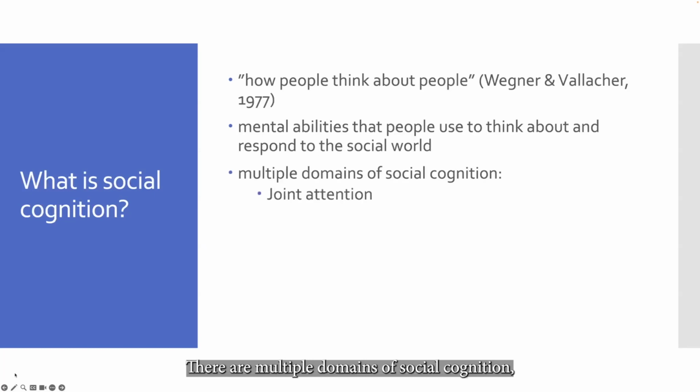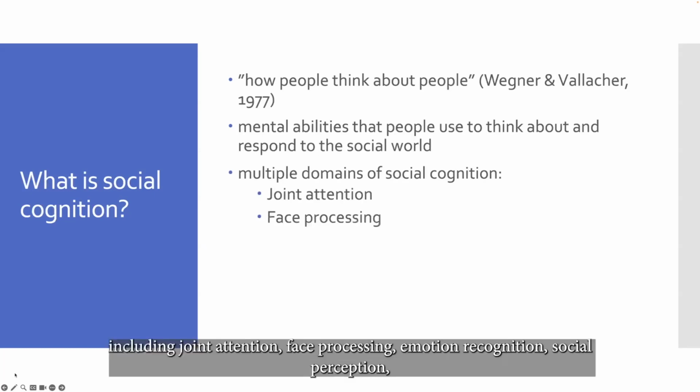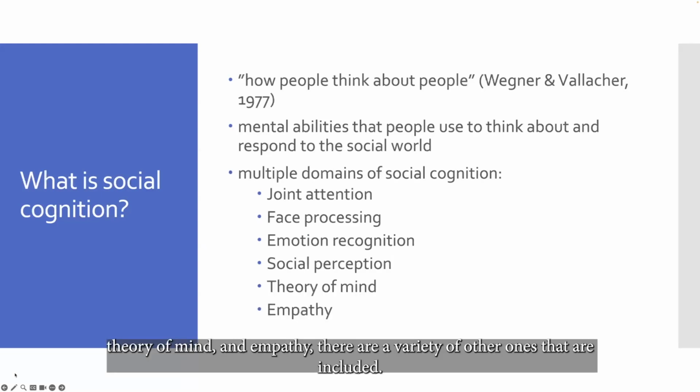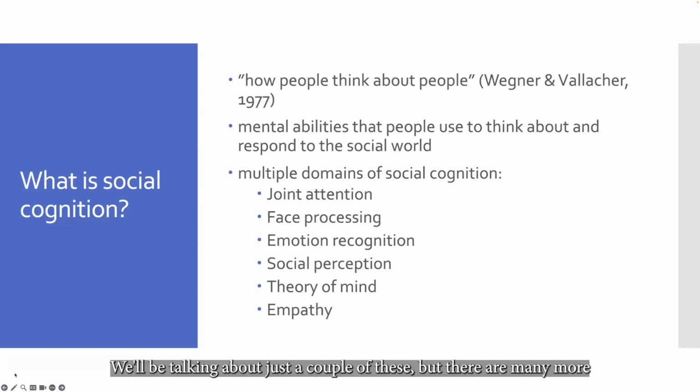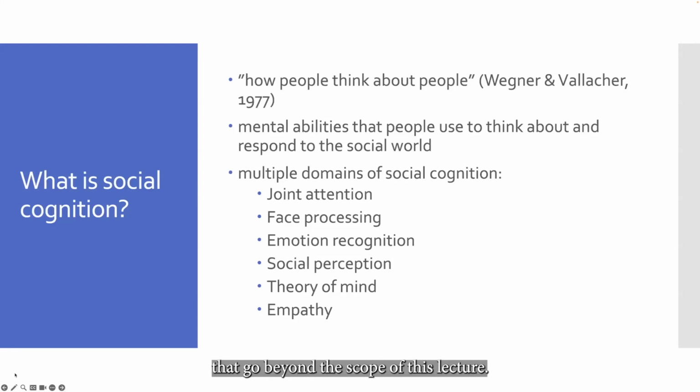There are multiple domains of social cognition, including joint attention, face processing, emotion recognition, social perception, theory of mind, and empathy. There are a variety of other ones that are included. We'll be talking about just a couple of these, but there are many more that go beyond the scope of this lecture.